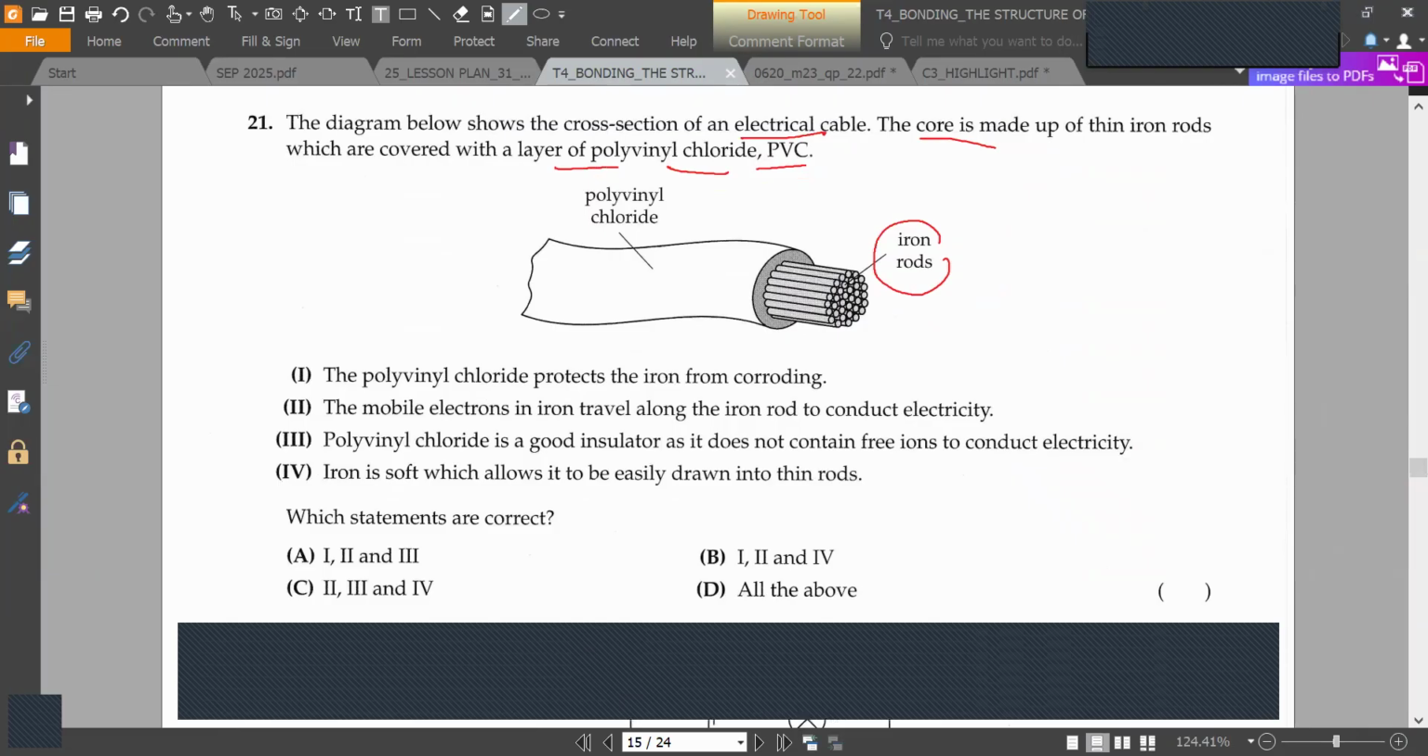Which statements are correct? So here we are focused on metal. We are focused on the characteristics of metals. Metals have characteristics that are suitable for making cables. Metals are suitable for making cables because of their unique characteristics.